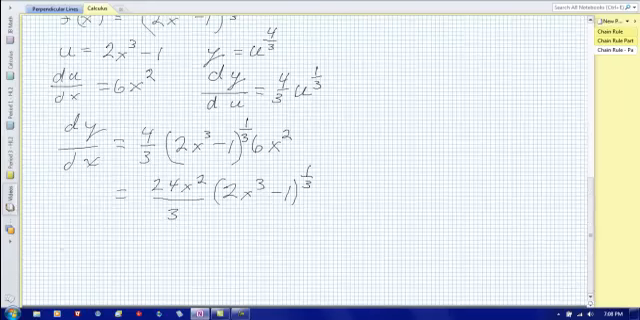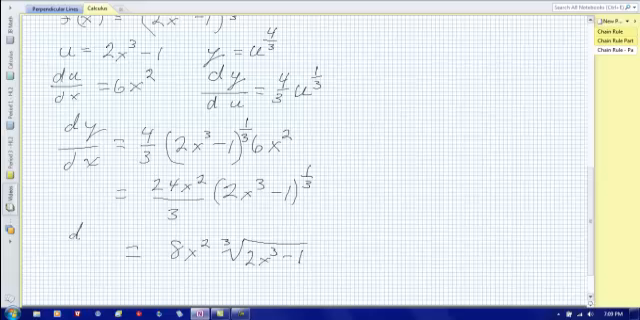Let's clean that up a little bit. Let's simplify. All right, so dy dx. 3 goes into 24 8 times, so I've got 8x squared. And there's not really much we could do there. We could change it back to the radical, the cube root of 2x cubed minus 1. And there we have it.